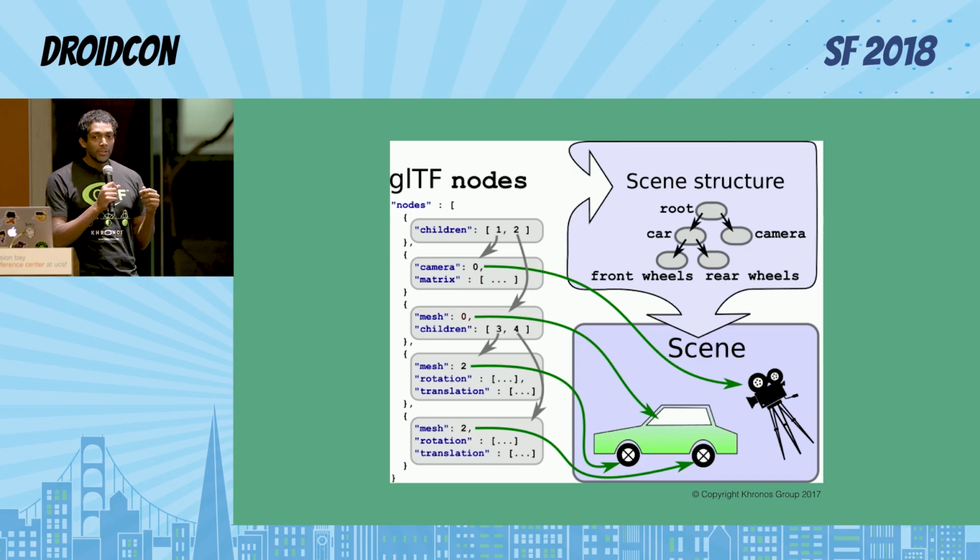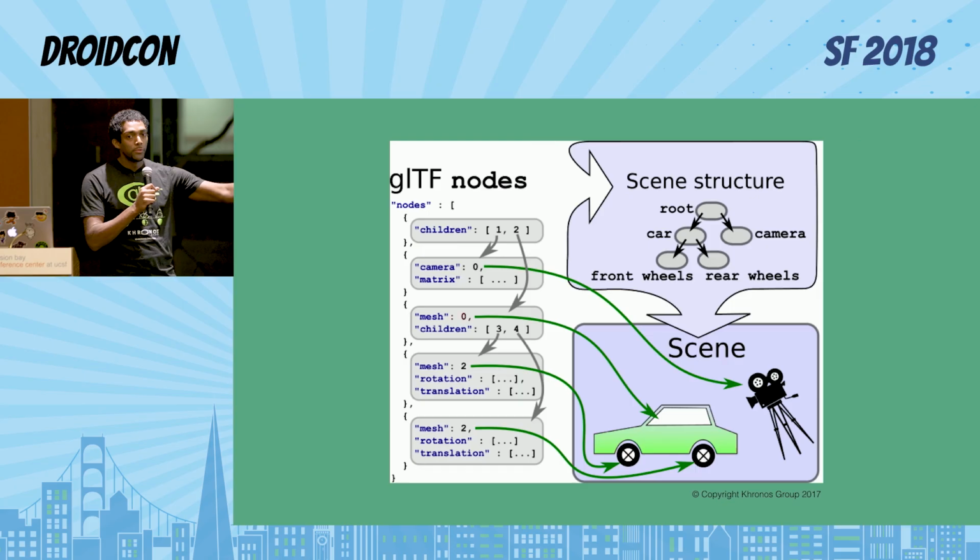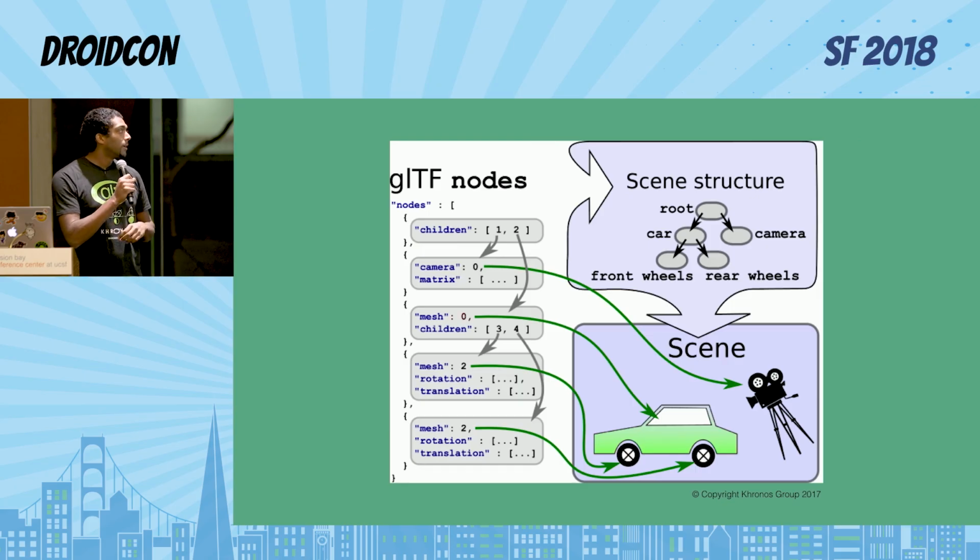Now, each node can have its own transform. So it could have a transform applied at one level, and it will be applied to all the children of that node. So for example, if the car is moving forward, the wheels will also move forward because they're children of the car. But at the same time, you also might want to have independent transformations, rotation, translation, scale applied to the wheels. So for example, you want the wheels to rotate while the car is moving forward. So those wheels will have their own rotation matrices applied to them. So that's all specified within the JSON.